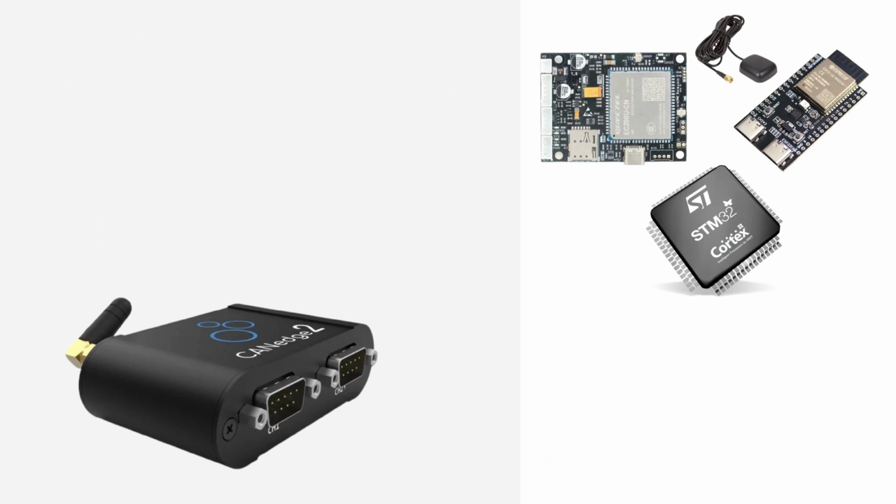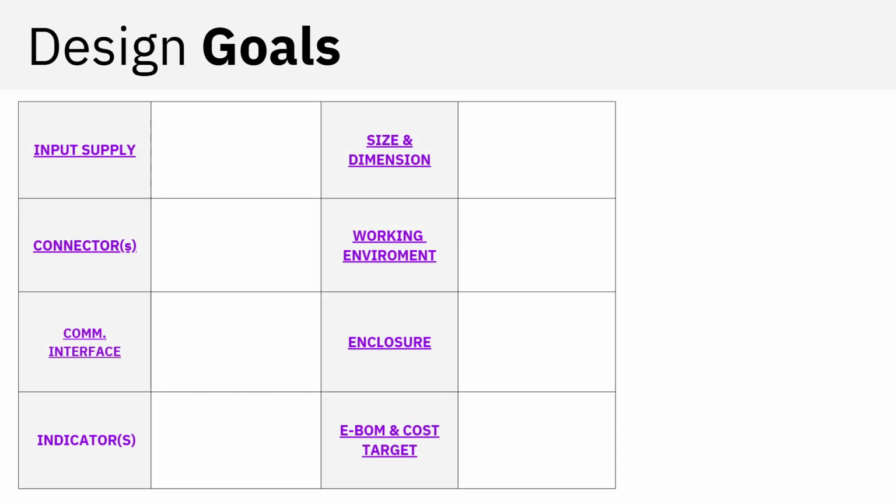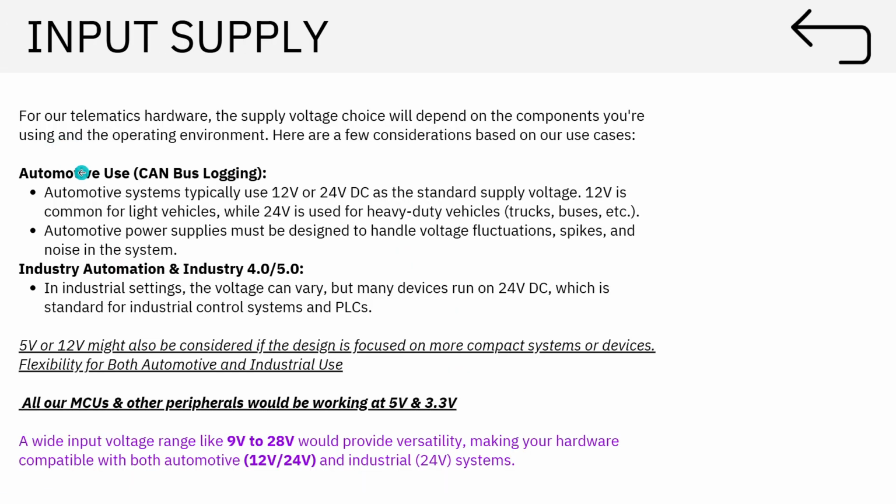So let's see how we have to put these design goals now. I have basically bucketed everything in terms of whatever we saw in the previous sheet. So let's say input supply. Since this is going to be a telematics project and we want to log the CAN channels, CAN is most commonly used in automotive, where the vehicles are.